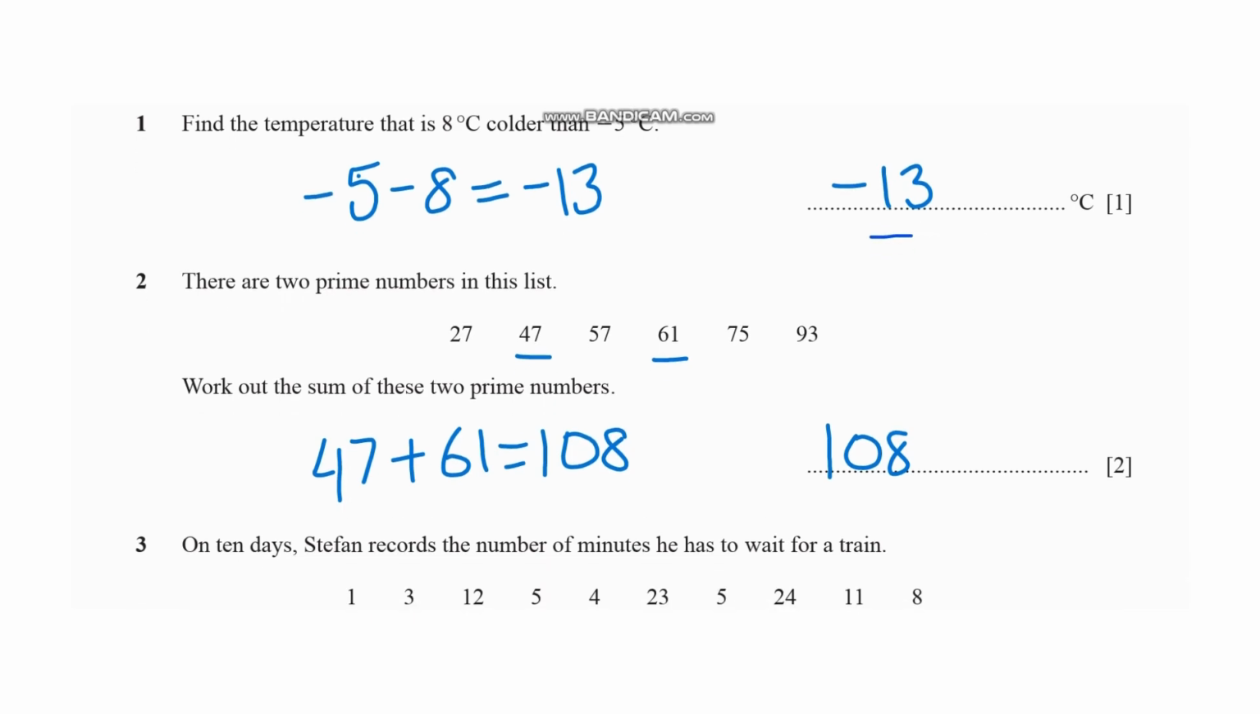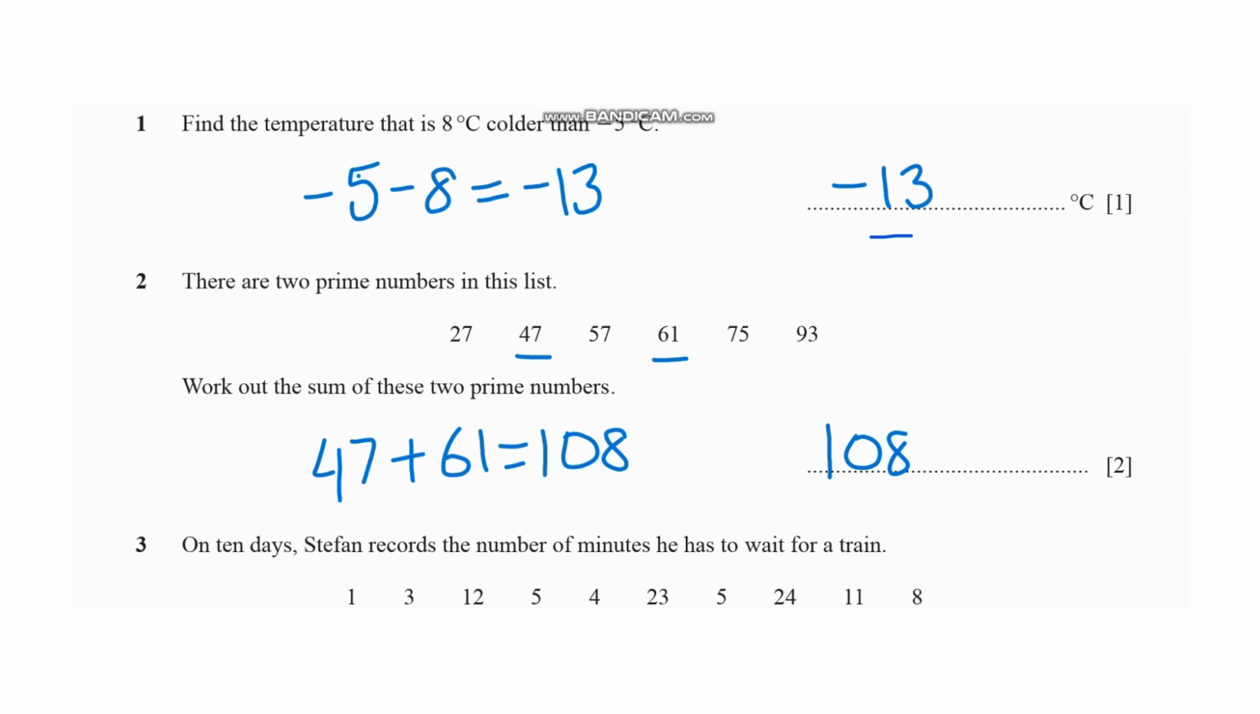Question 2 states, there are two prime numbers in this list. Work out the sum of these two prime numbers. So 27 is not a prime number because it is divisible by 1, 3, 9 and 27. 47 is a prime number because it is only divisible by the number itself and 1. Whereas 57 is divisible by 1, 3, 19 and 57. 61 is only divisible by 1 and the number itself, which is 61. So this will be the prime number.